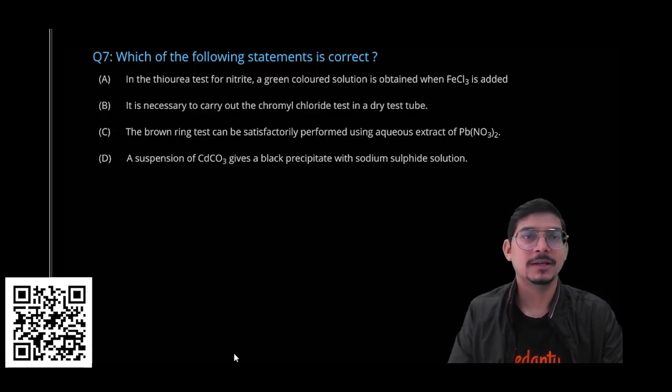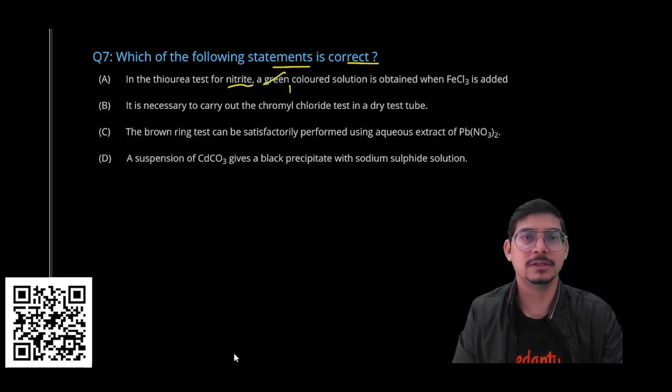Hi everyone. In this question, we are given 4 statements and we have to tell which of the following statements is correct. Let us look at the first statement. In the thiourea test for nitrite ion, a green colored solution is obtained when ferric chloride is added. So this statement is actually incorrect.